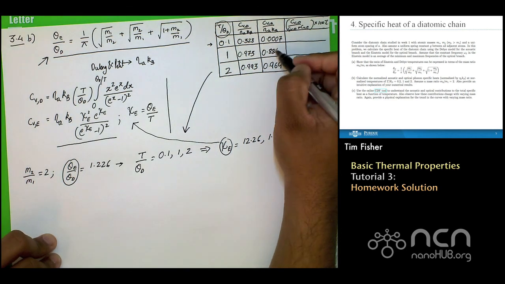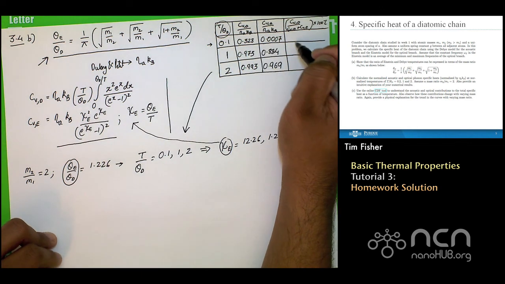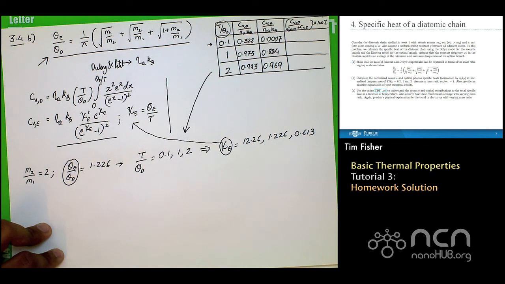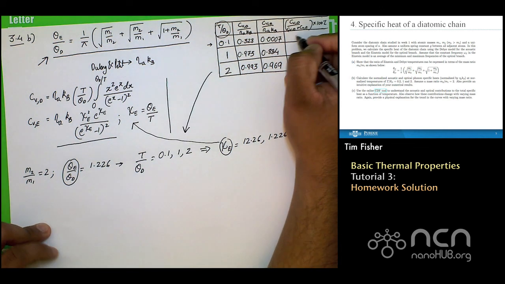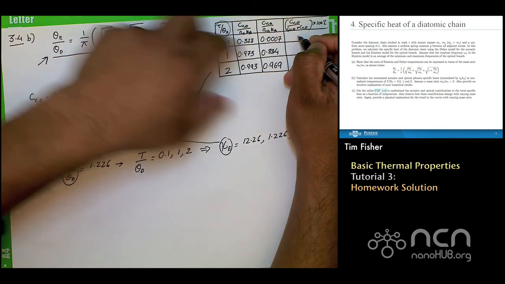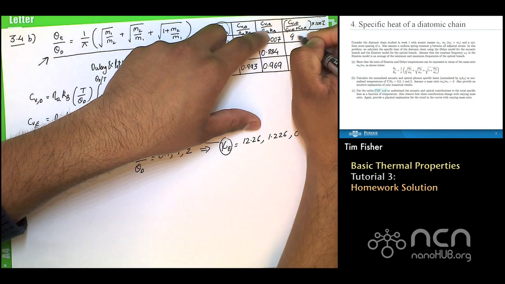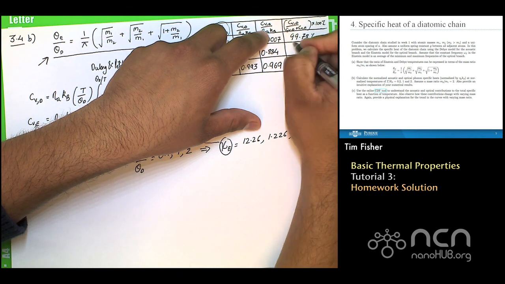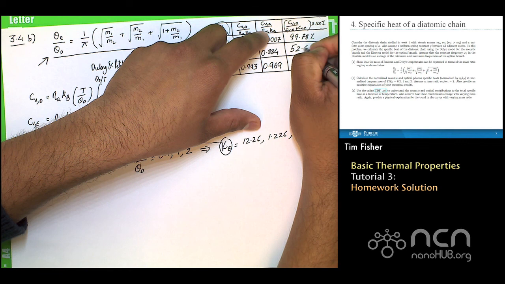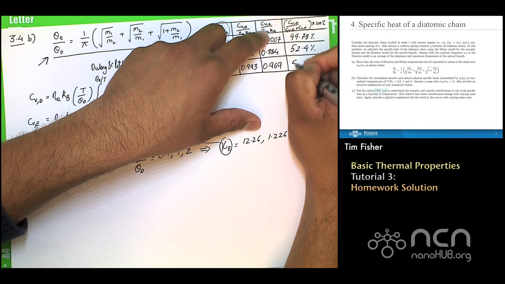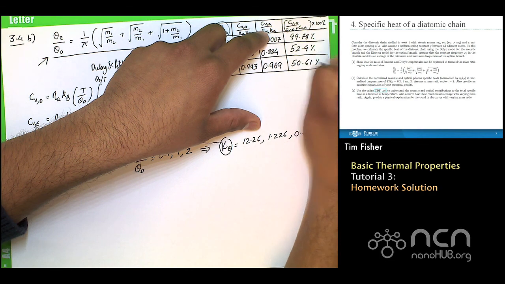Okay. So now with this table populated, in the last column, I'm going to calculate the percentage contribution of the acoustic phonon branch to the specific heat at these three temperatures. So the values that come out are the following. So it's 99.78%, 52.4% and 50.61%.